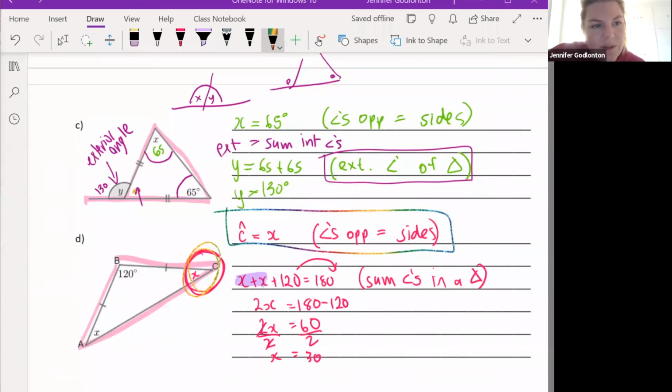Crystal, can I help? Ma'am, why is C X? And mustn't X be like 120? No, so when we have an isosceles triangle, remember these lines, they act like arrows. So they tell us which angles are equal to each other, okay? And because of those arrows, they're telling us that angle A and angle C are going to be the same. Oh, okay. Thank you, ma'am.